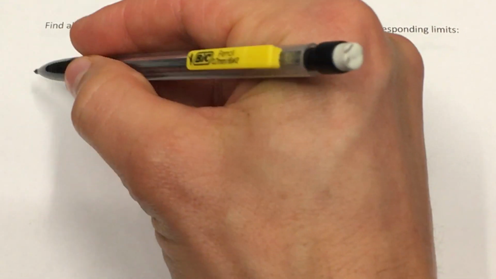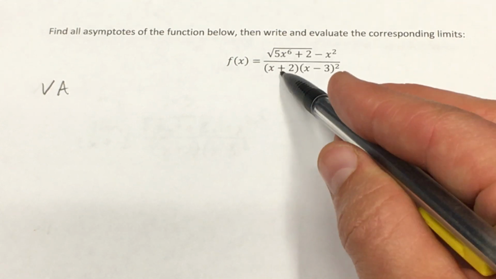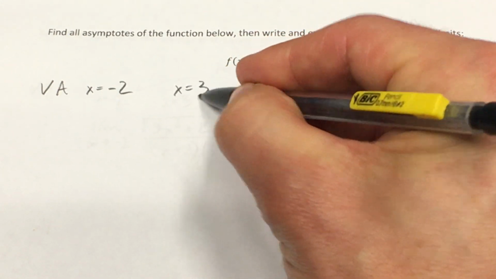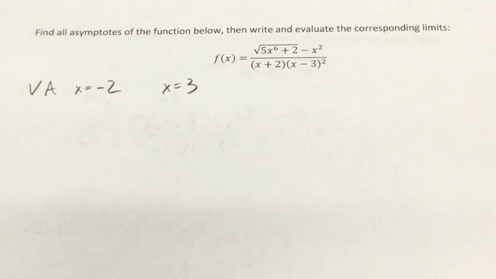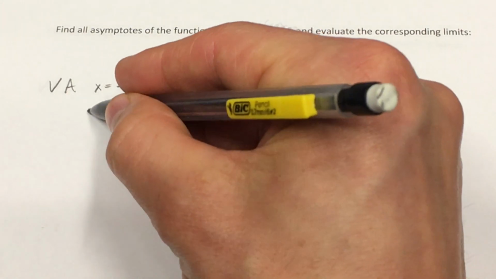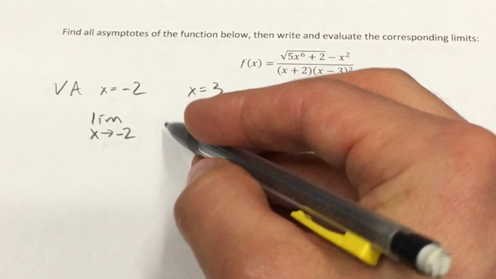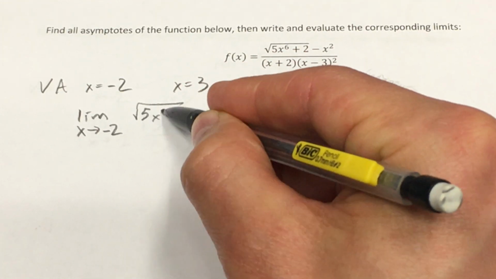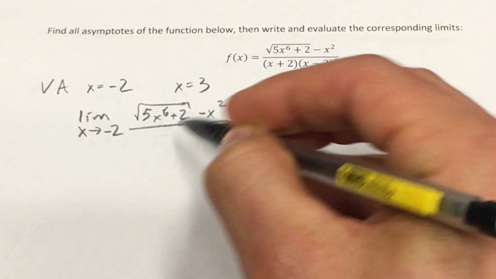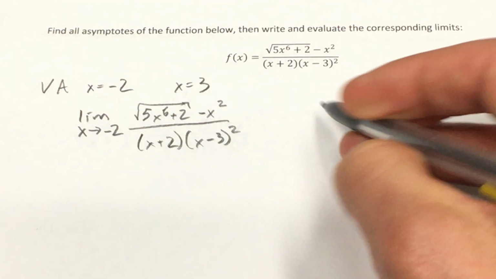Vertical asymptotes are where the denominator is 0 and the numerator isn't 0. So you see the denominator is 0 at x equals -2, at x equals 3, right? And you could probably verify that those places aren't places the numerator is 0. What is the limit that corresponds to that? Well, we can ask what happens as x approaches -2 of the square root of 5x to the 6th plus 2 minus x squared over (x plus 2)(x minus 3) squared. Well, let's sort of think about that.